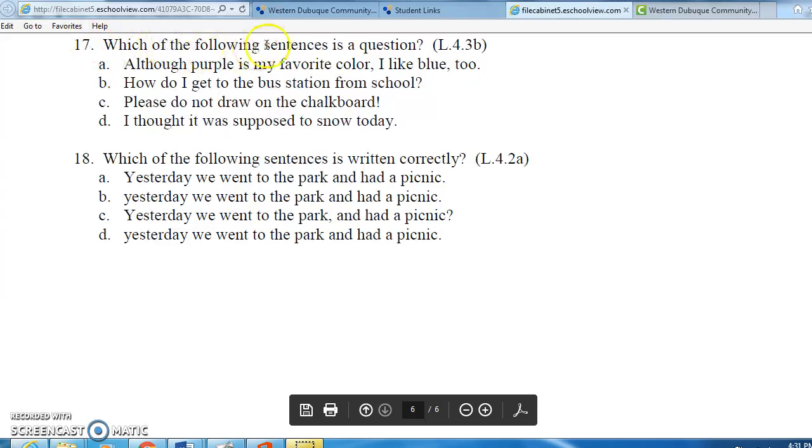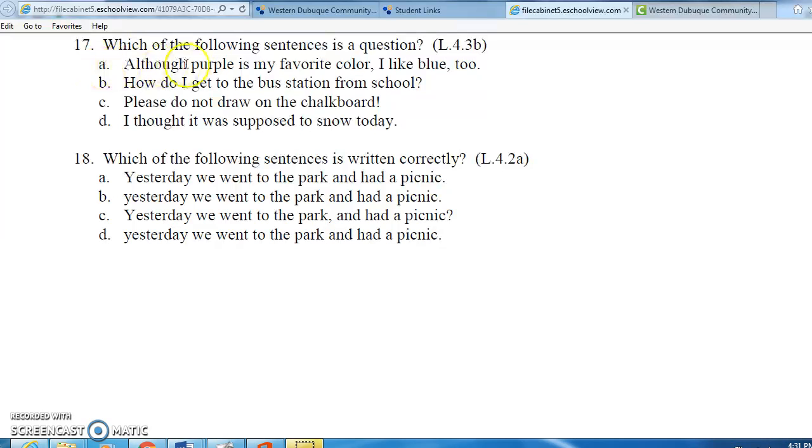17. Which of the following sentences is a question? A, although purple is my favorite color, I like blue too. B, how do I get to the bus station from school? C, please do not draw on the chalkboard. D, I thought it was supposed to snow today. Pause the video to find your answer.